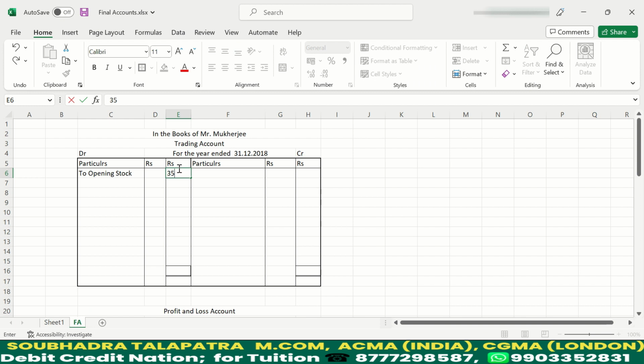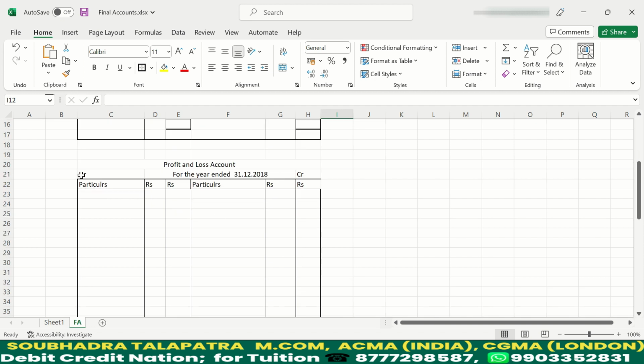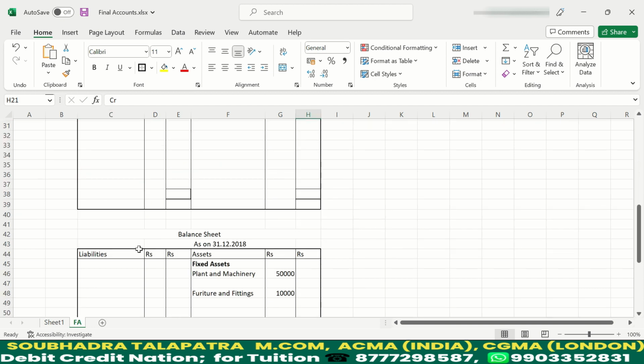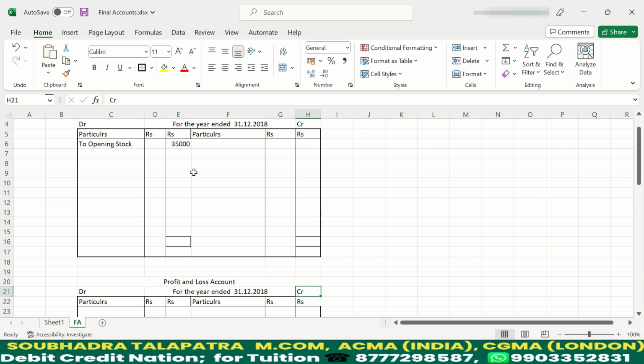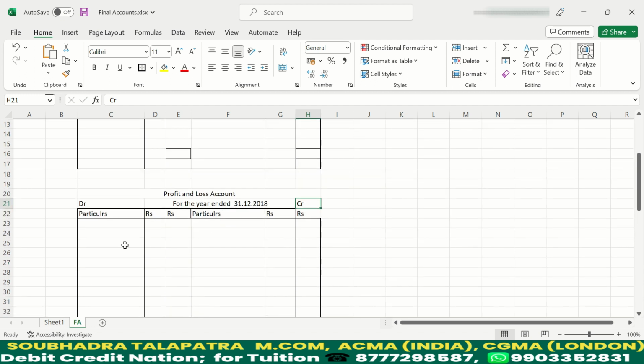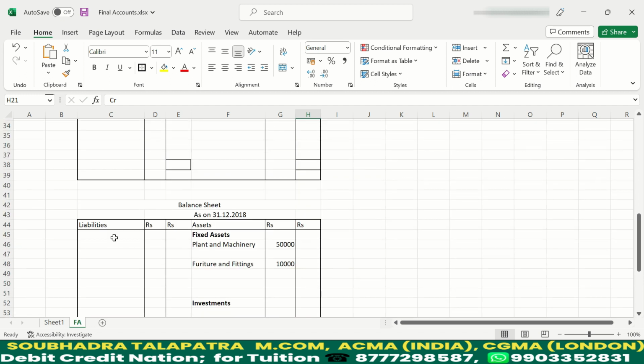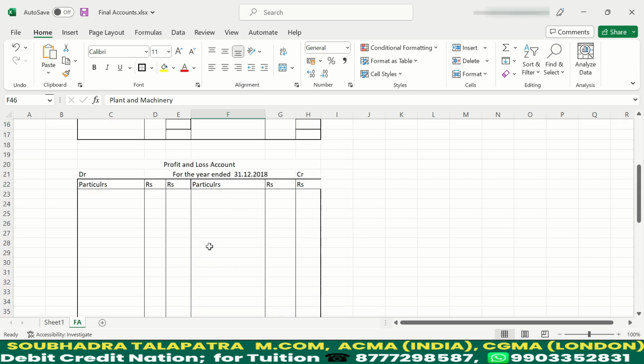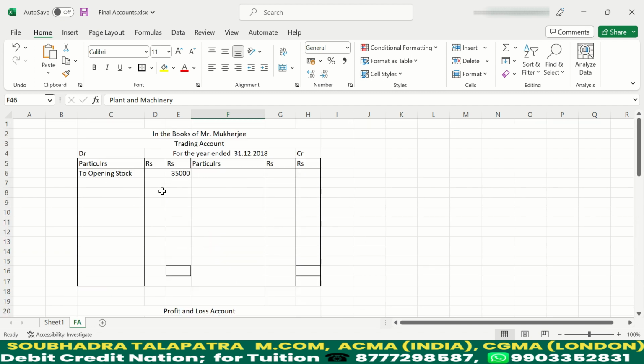All right, one more thing I would like to draw your attention to: the trading account and profit and loss account have a debit and credit side, but the balance sheet doesn't. That's because the trading account and profit and loss account are nothing but ledgers, but the balance sheet is a statement. It has liabilities and assets. So whenever we enter anything, we don't say to or by in the balance sheet, but in the trading or profit and loss account we say to opening stock, by sales, like that.